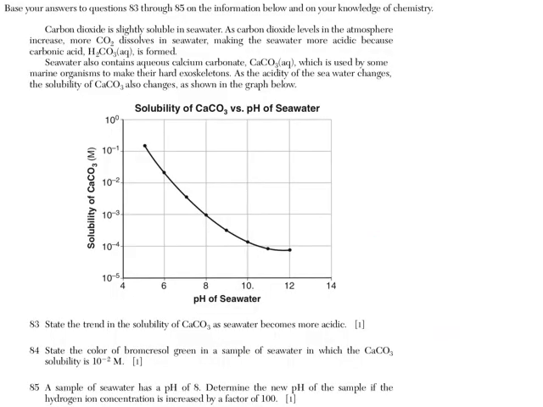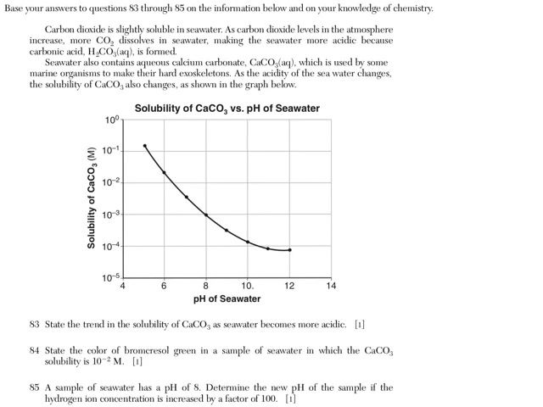Last 3 questions. It says carbon dioxide is slightly soluble in seawater. As carbon dioxide levels in the atmosphere increase, more CO2 dissolves in seawater, making the seawater more acidic, and so on. Seawater contains aqueous calcium carbonate, which is used by some marine organisms to make their hard exoskeletons. Don't really need any of this. It's just that the graph is showing you the comparisons between pH of the seawater and solubility of CaCO3. So how much CaCO3 is dissolved in the seawater, and what does that mean for its pH?